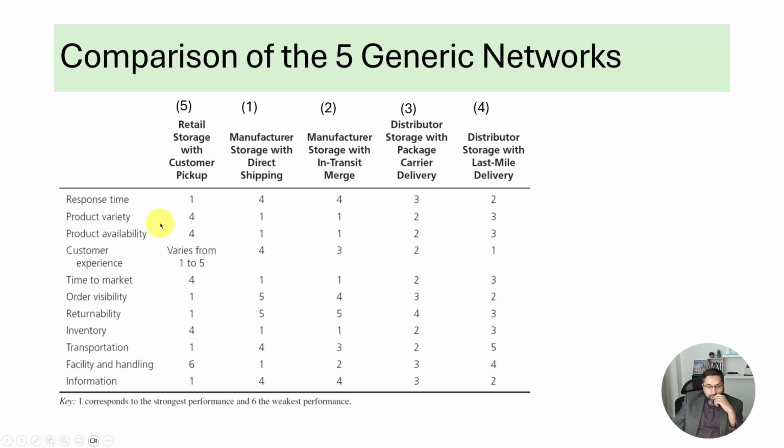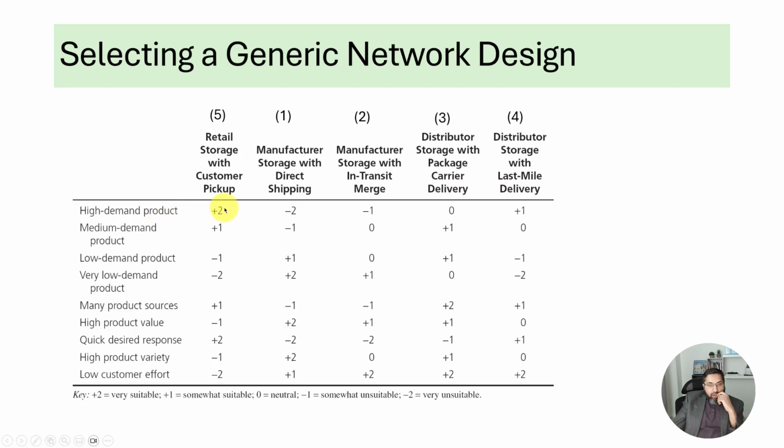So here what you'll see is that for low demand products, retail is bad because you're going to have a lot of inventory cost to put low demand products in all of your retail stores. Centralizing inventory at distribution centers is okay for slow moving products, or at the manufacturer is also okay. So that's the plus ones. Very low demand products, you only want to do manufacturer storage because it's very expensive to keep very, very low demand products in your DCs or retail stores.